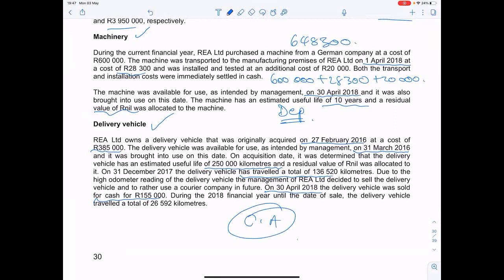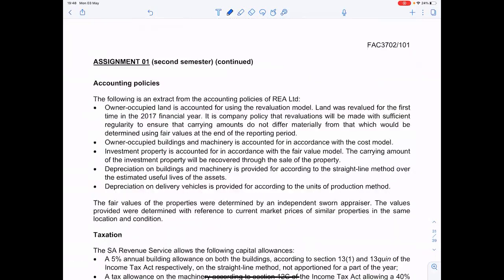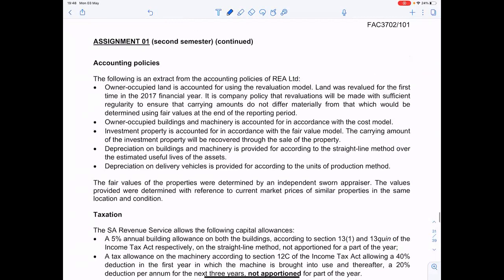Then during the 2018 financial year, until the date of sale, the delivery vehicle traveled a total of 26,592 kilometers. So in this case, we are simply saying we are going to charge our depreciation based on the kilometers that have been traveled by the delivery vehicle. So what is important is the accounting policy to see how we are going to be disclosing our information.